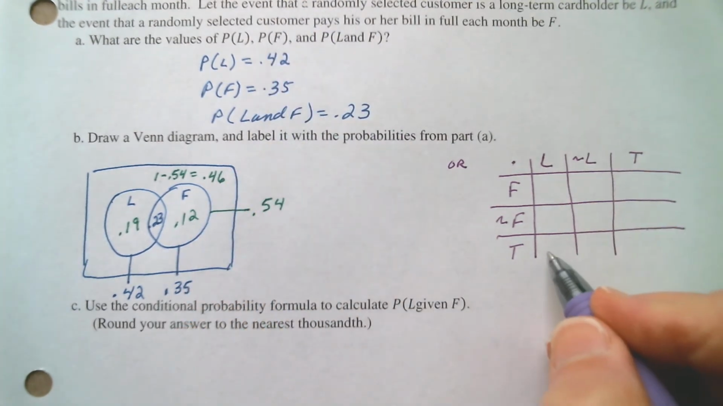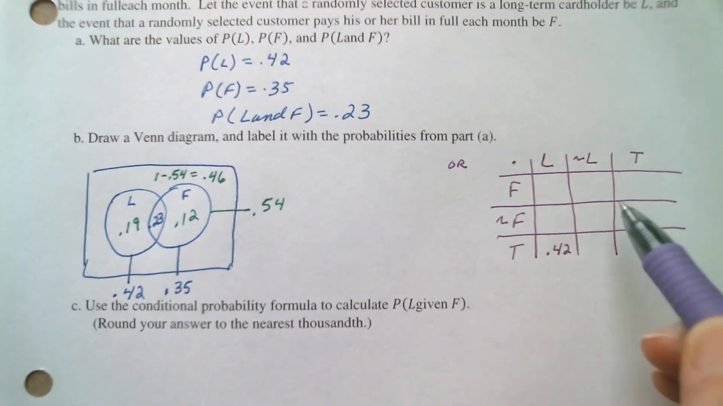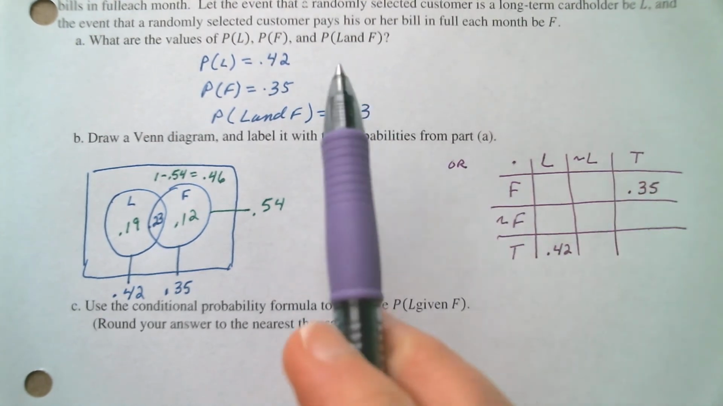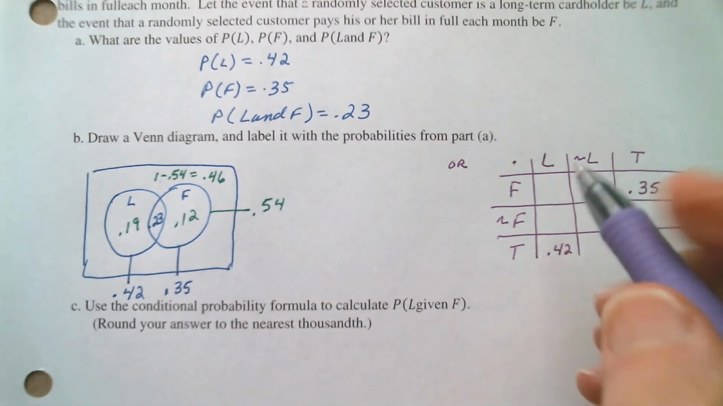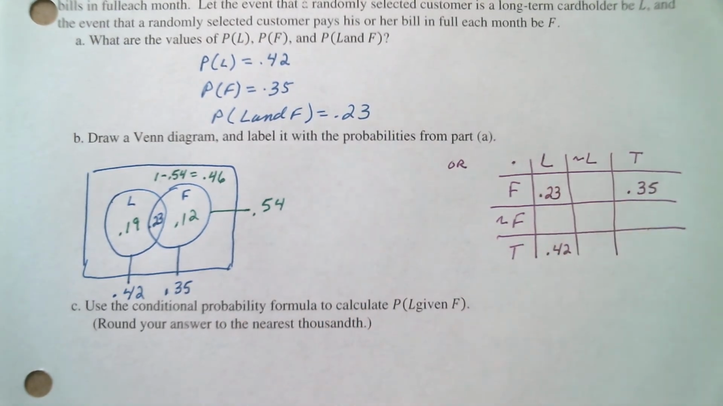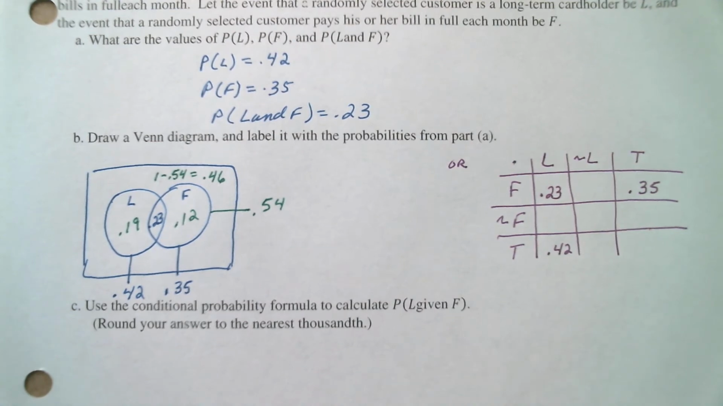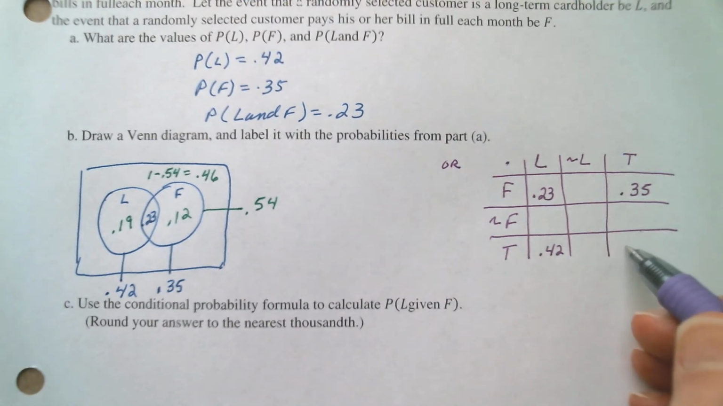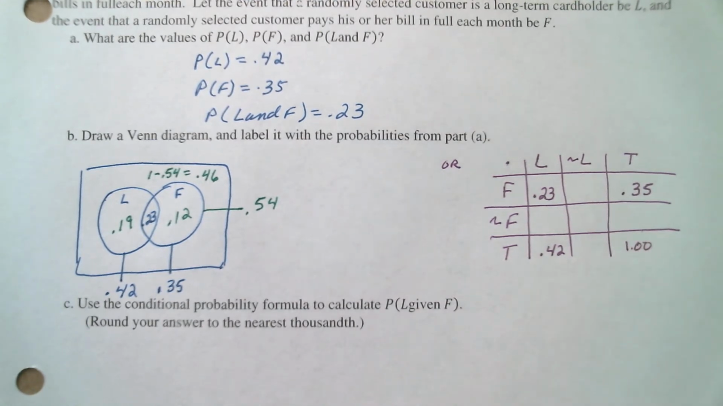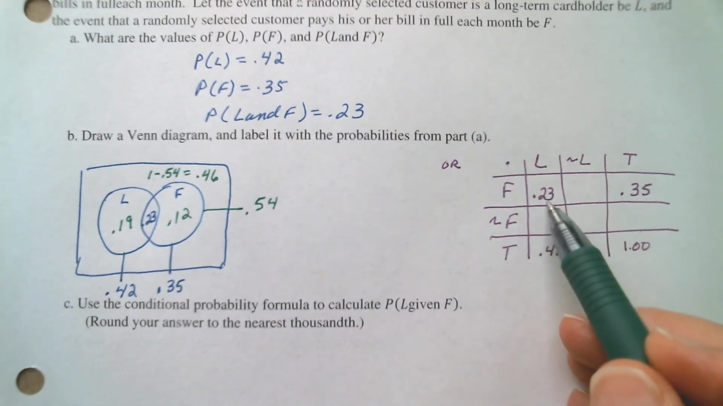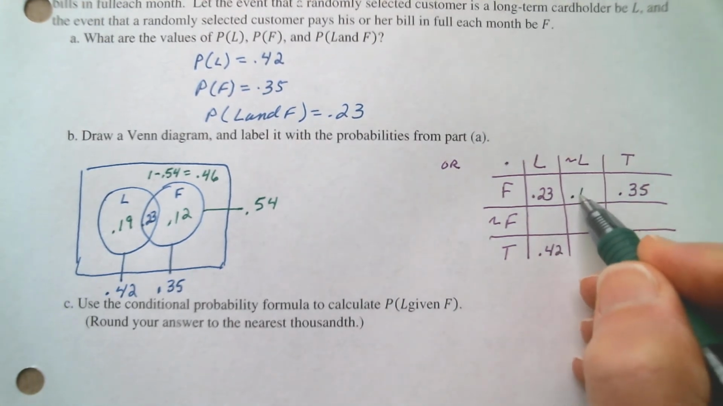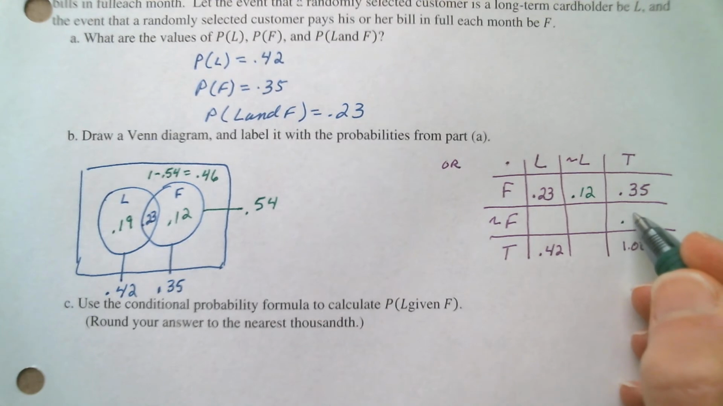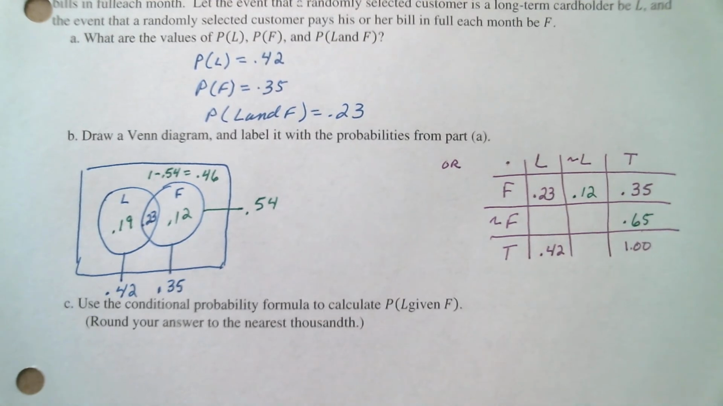So long-term would be 0.42, would go here. Paid in full, 0.35 here. And long-term and paid in full, so 0.23 would go here. And then the lower right-hand corner here is 1.0. And we can just fill in the rest. 0.23 plus 0.12 would bring us to 0.35. 0.35 plus 0.65 would bring us to 1.0.